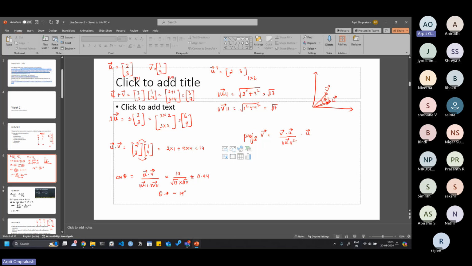Right. So if we are projecting the vector V on U, then the projection of V on U is given by the dot product of V and U divided by the norm of U, times the U vector. And the angle theta between two vectors: cos theta is given by U dot V divided by the magnitudes of U and V.